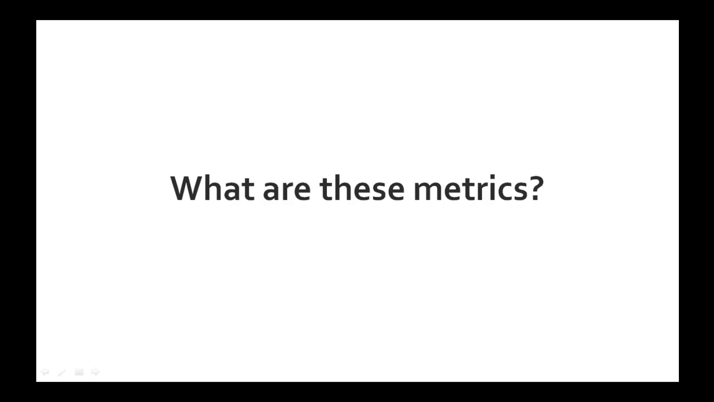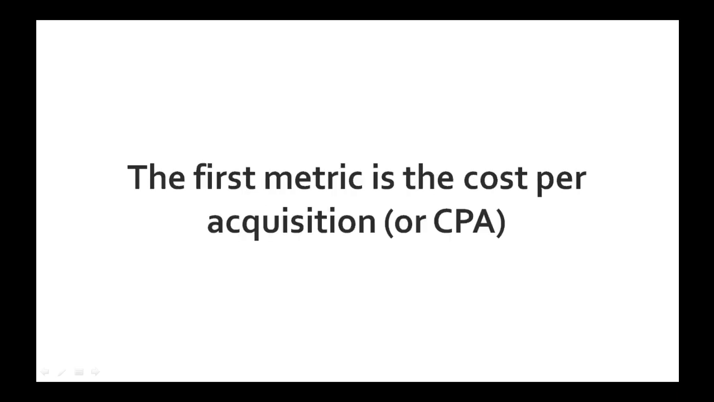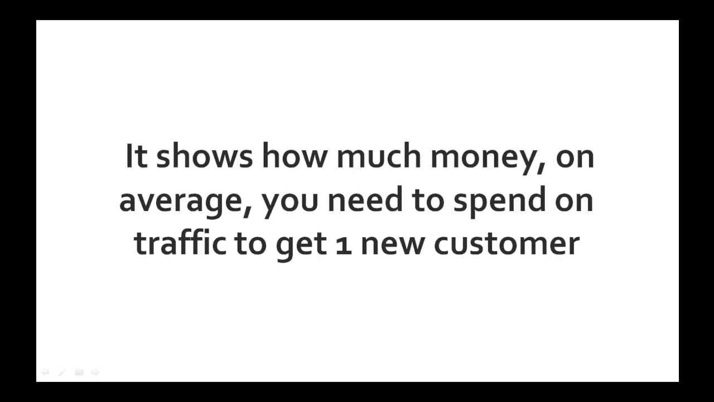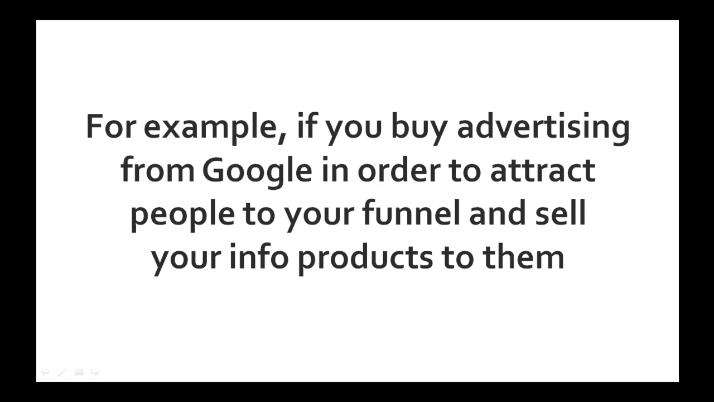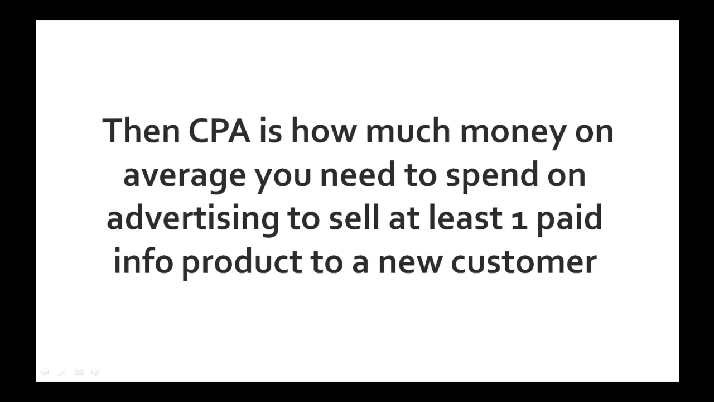So let's start. What are these metrics? The first metric is the cost per acquisition, or CPA. It shows how much money on average you need to spend on traffic to get one new customer. For example, if you buy advertising from Google in order to attract people to your funnel and sell your info products to them, then CPA is how much money on average you need to spend on advertising to sell at least one paid info product to a new customer.